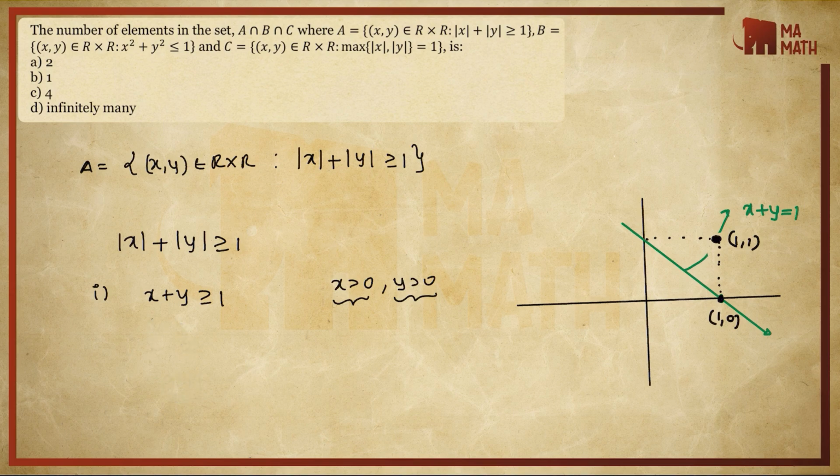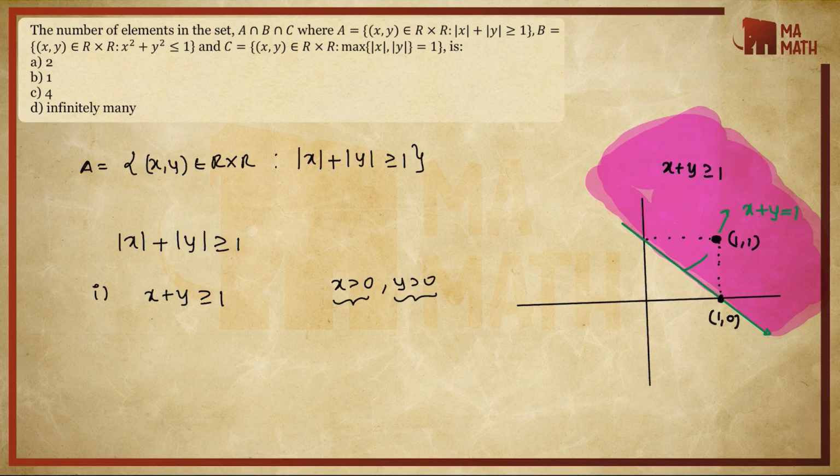So basically this represents all the parts of this particular line's upper region. The entire pink region is represented by this inequation, which is simply x plus y greater than or equal to 1. That is the pink region above that line, and on the line it is equal to 1. So we have this region above the line and also the line itself, because it is equal to 1 as well. So this is the entire region.